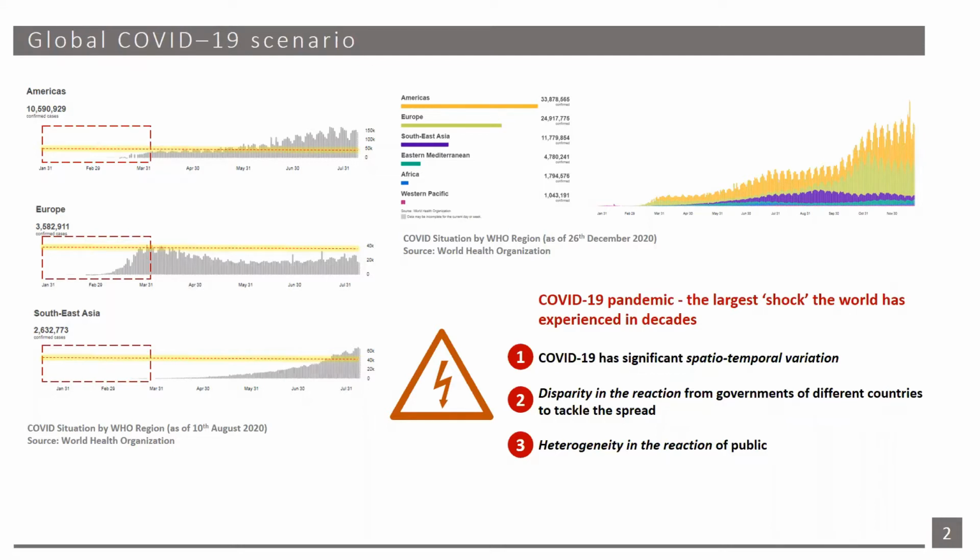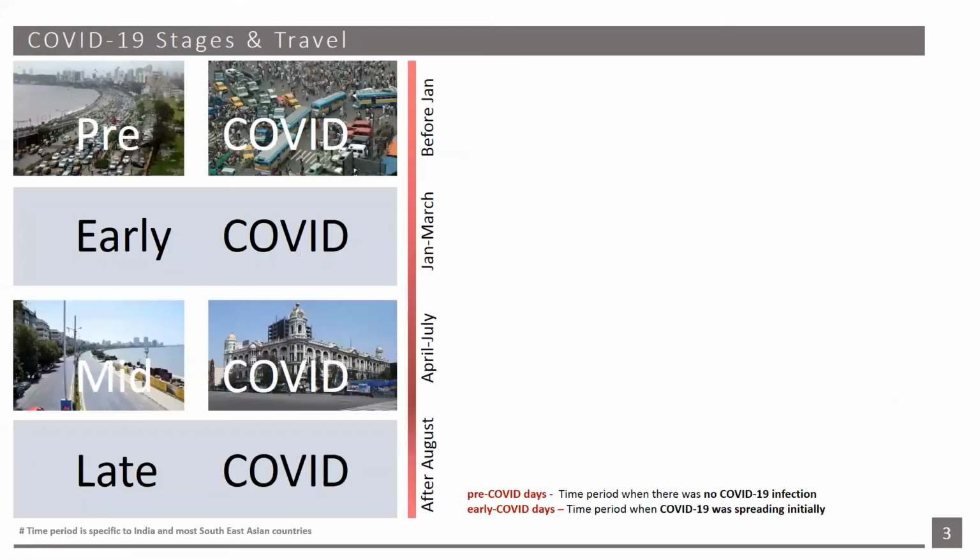That means that people here in the Global South actually got time to know about the deadliness of the virus and the need for social distancing. That knowledge has definitely impacted their travel behavior, and such natural behavioral responses are important to model. Other than that, there has also been disparity in the reaction from government. That means how different lockdown norms were imposed, and also heterogeneity in public reaction.